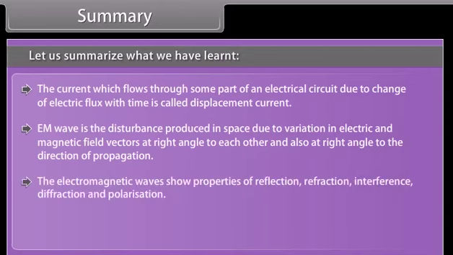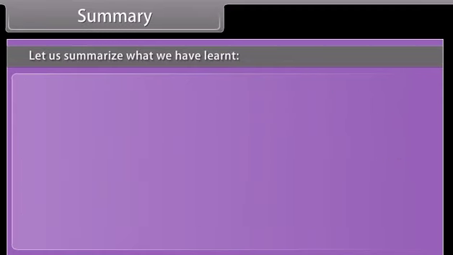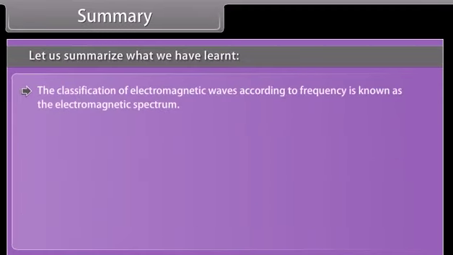The electromagnetic waves show properties of reflection, refraction, interference, diffraction and polarization. In an electromagnetic wave, the average values of electric and magnetic energy densities are equal. The classification of electromagnetic waves according to frequency is known as the electromagnetic spectrum.